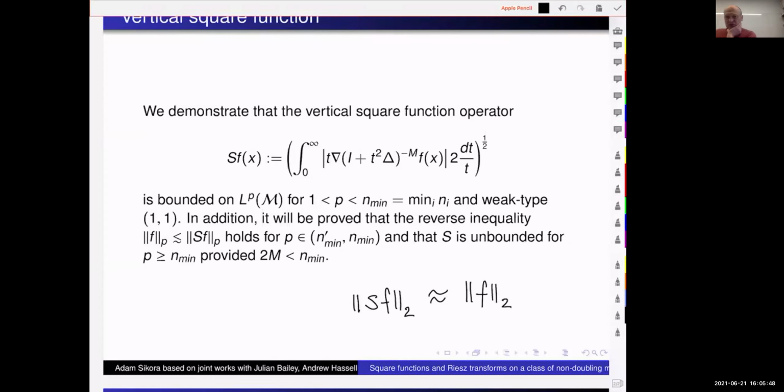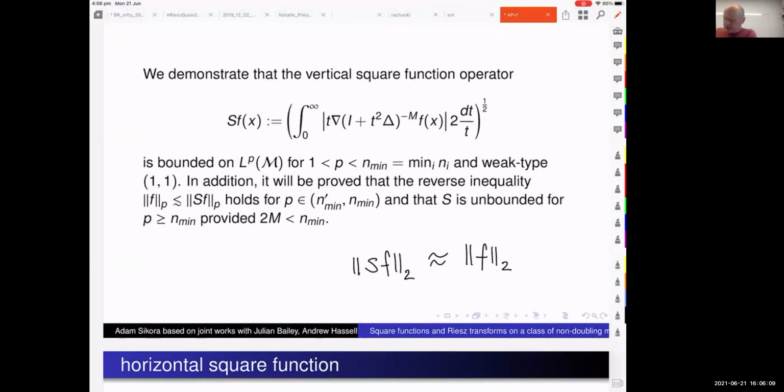As usual in harmonic analysis, you would like to ask whether this is the case for other p. And we actually proved here that this is true for p between 1 and the minimum of the dimensions at infinity. I will explain this a little bit better.